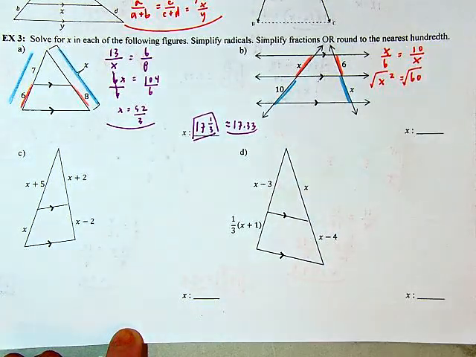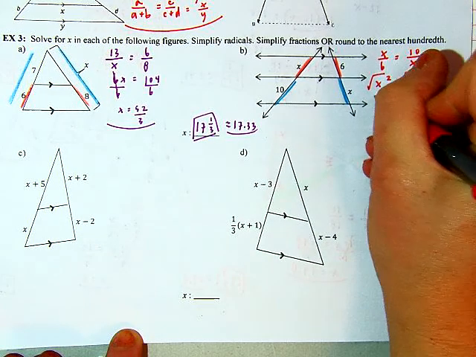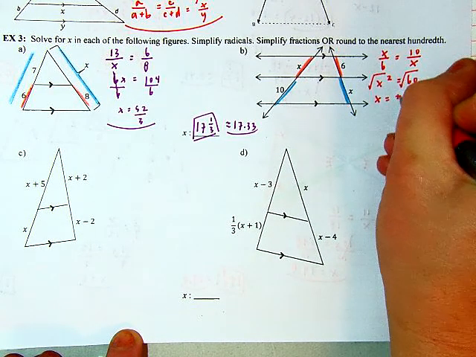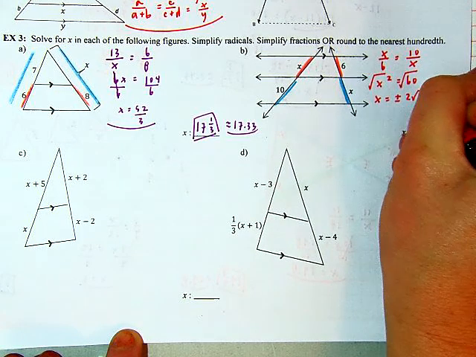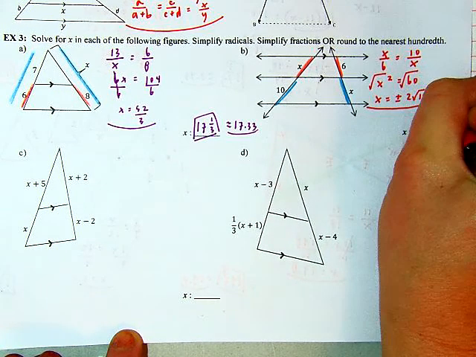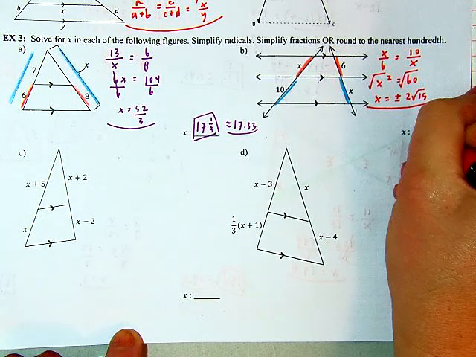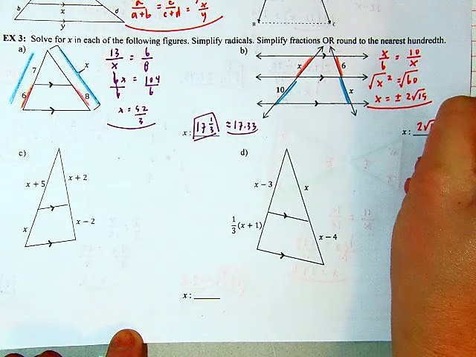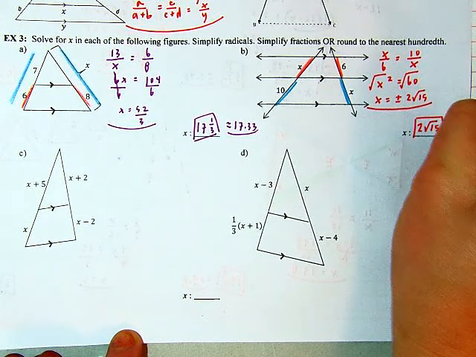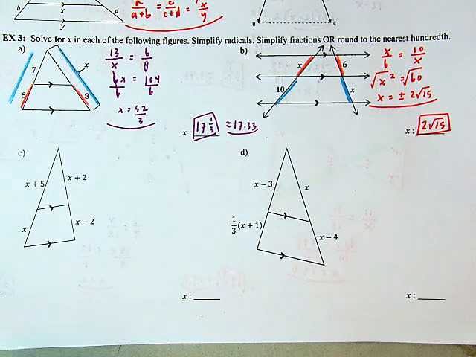I want to simplify the 60. I know that's 4 times 15, so I'm going to get plus or minus 2 root 15. Now remember, I can't have a negative measurement in my geometry world, so it has to be the positive 2 root 15. We leave our answers as simplified radicals if it's appropriate.